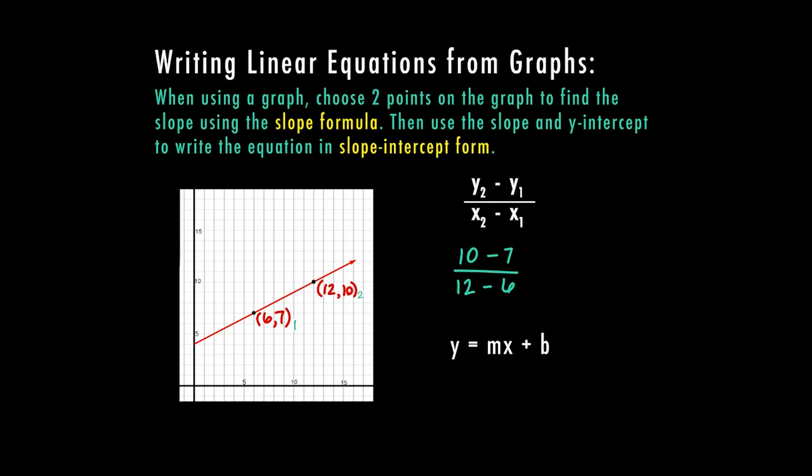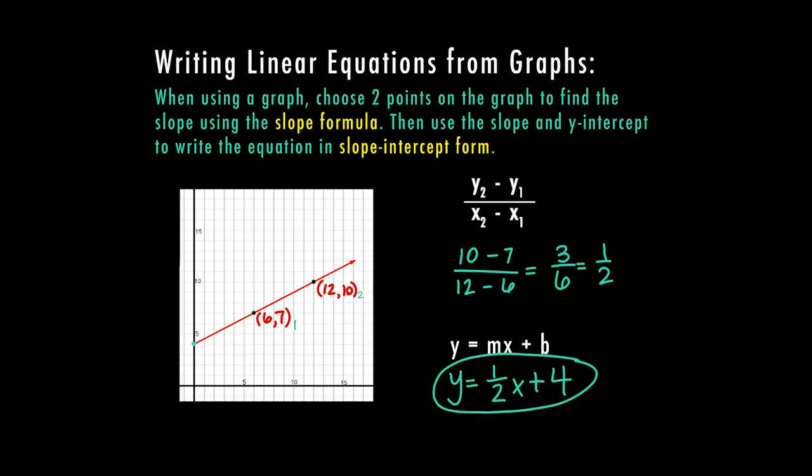So now I'm going to go ahead and just solve. So 10 minus 7 is 3. 12 minus 6 is 6. And I do know that I can reduce this, and so 3 over 6 reduces to 1/2. So I can use that information and fill in my slope-intercept form. So I have y equals my m, I just solved for slope, is 1/2 x plus my b, or my y-intercept. So if you look over here at the graph, when x is 0, we go up. My y is at 4, so that's my y-intercept.